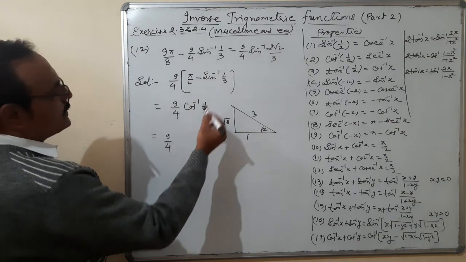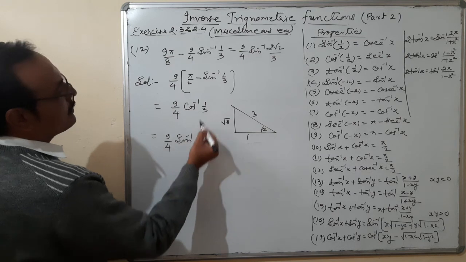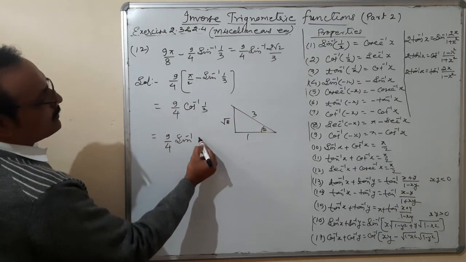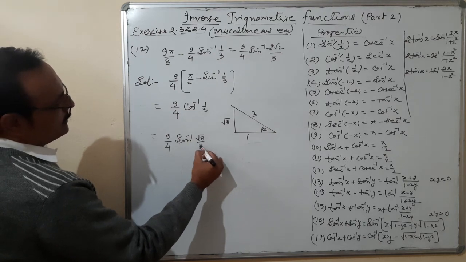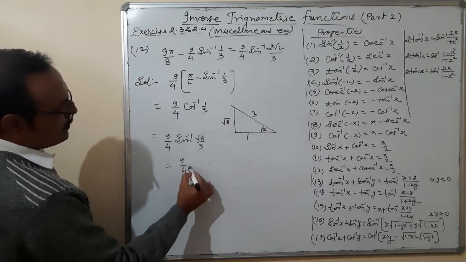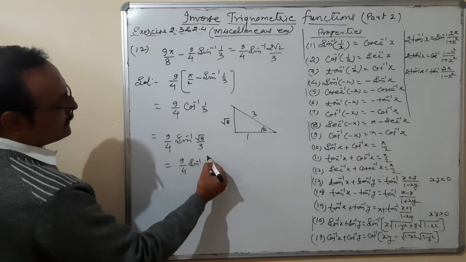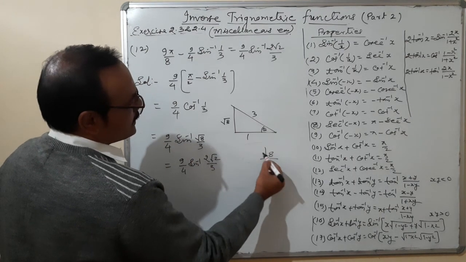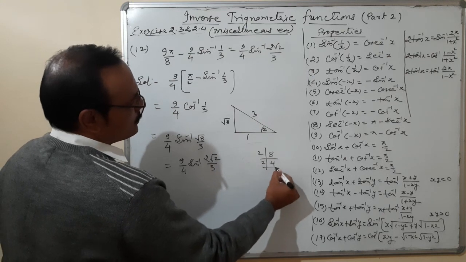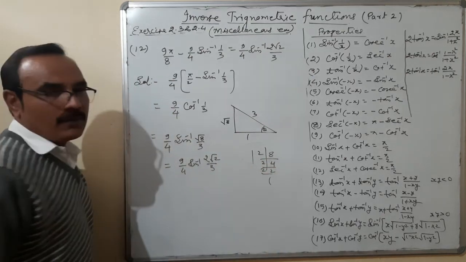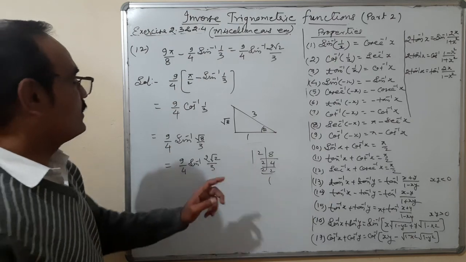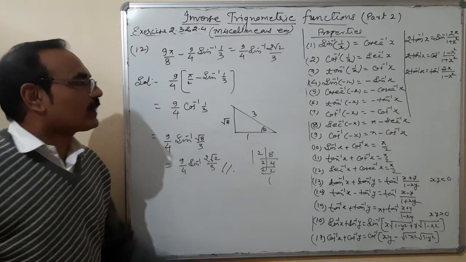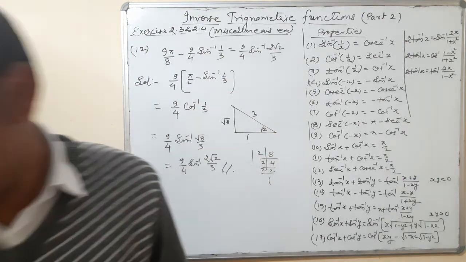Cos inverse 1 by 3 can be written as sine inverse perpendicular upon hypotenuse. So it is coming under root 8 upon 3. So finally 9 upon 4 sine inverse of root 8 upon 3, and root 8 is 2 root 2 upon 3. How 2 root 2? Because 8 has the prime factors 2, 2, 2. One pair of 2 completed comes outside, the remaining 2 stays in the root, so 2 root 2 upon 3. Okay, so that is the proof: 9 upon 4 sine inverse 2 root 2 upon 3.